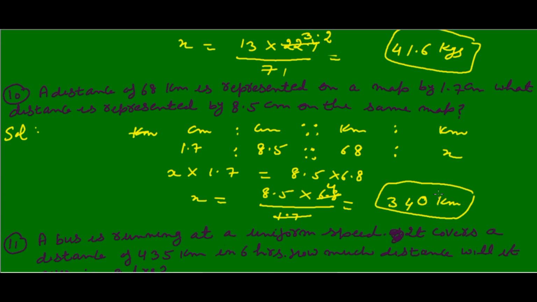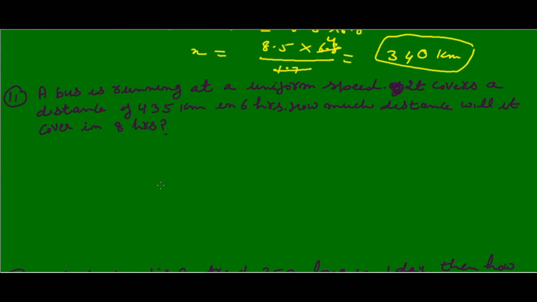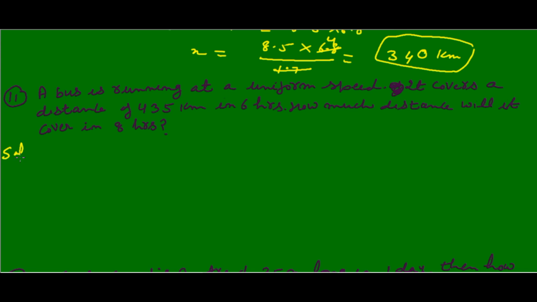This is our answer. Alright students, now we will move on to question number 11. We will write solution here. A bus is running at a uniform speed. It covers a distance of 435 km in 6 hours. How much distance will it cover in 8 hours? So here also time and kilometers are given. So the thing which is given two times, we will take first: hours ratio hours, proportion kilometer, right?